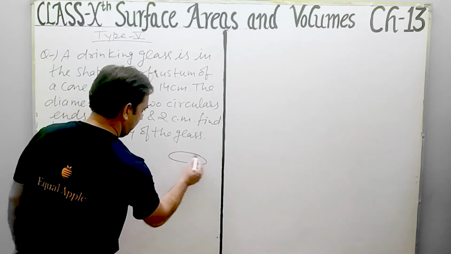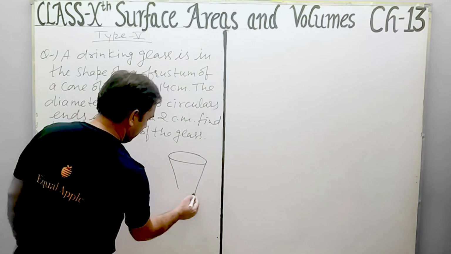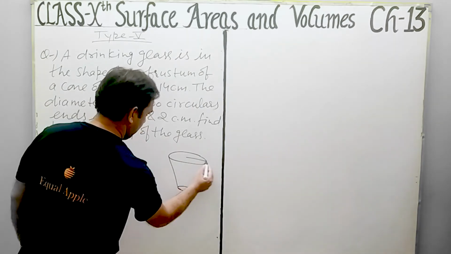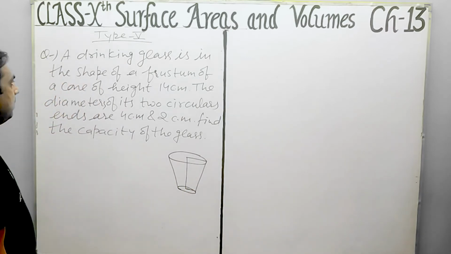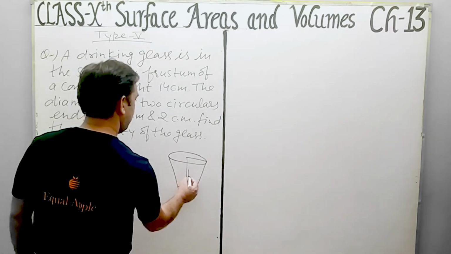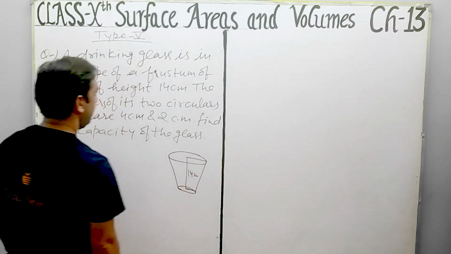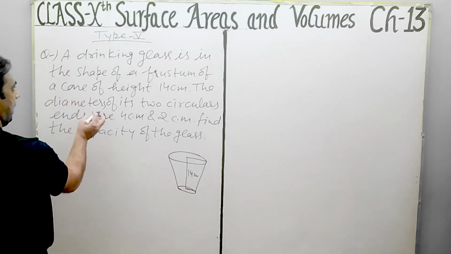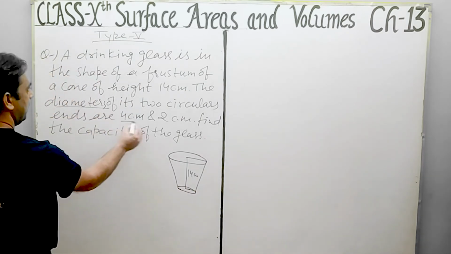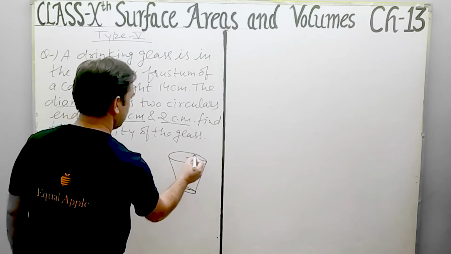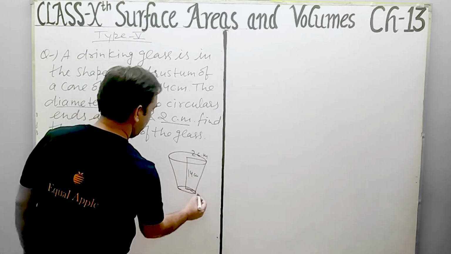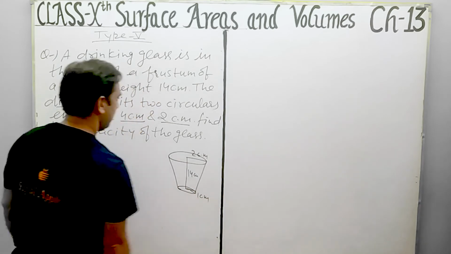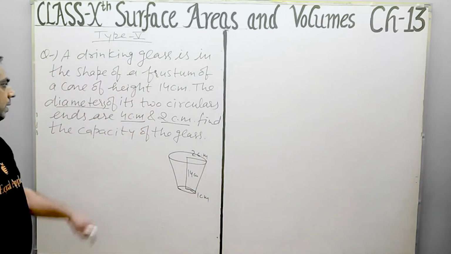So we are aware of the frustum shape. It is like this. It has two ends. One is the smaller end and one is the bigger end. So, its total height is 14 cm. And the two diameters are, one is 4 and one is 2. So, the radius of the bigger end will be 2 cm. And the smaller end will be 1 cm.